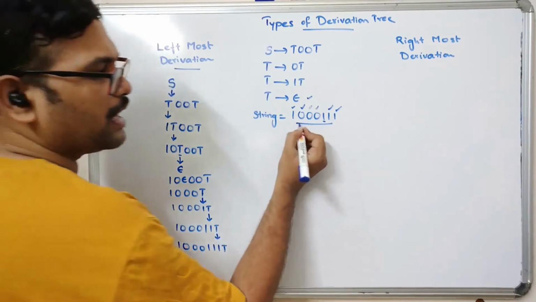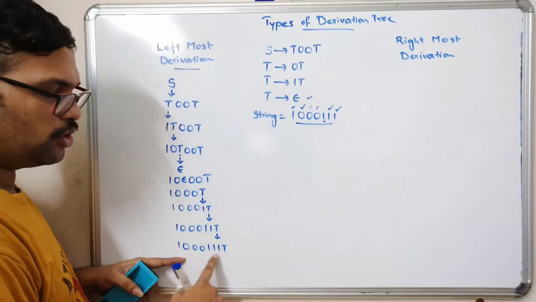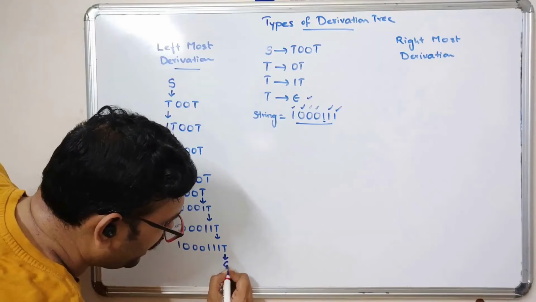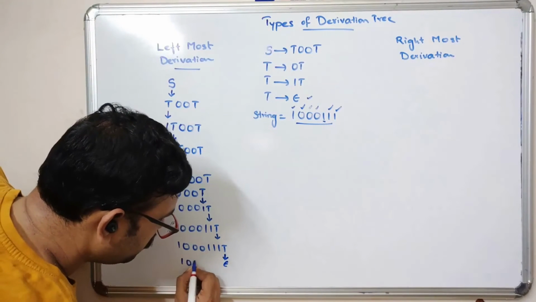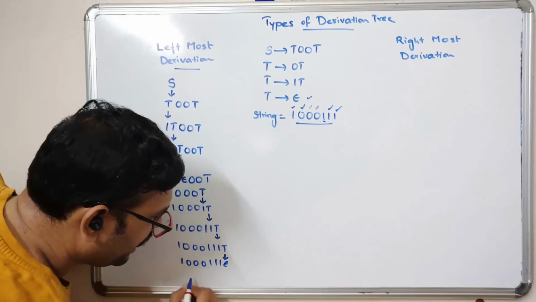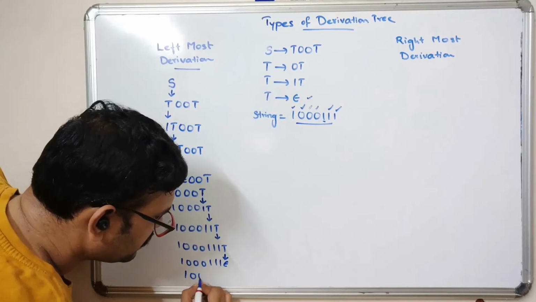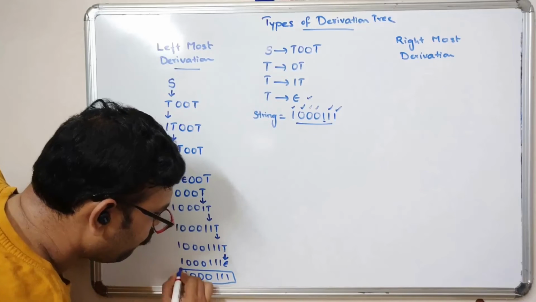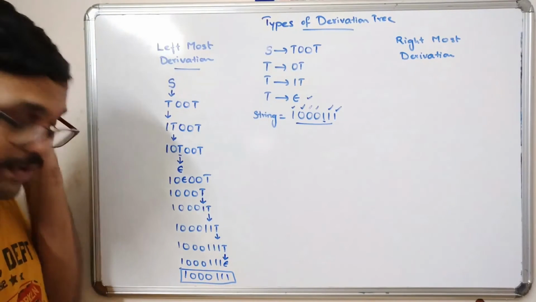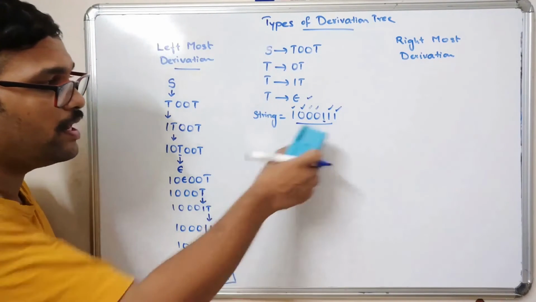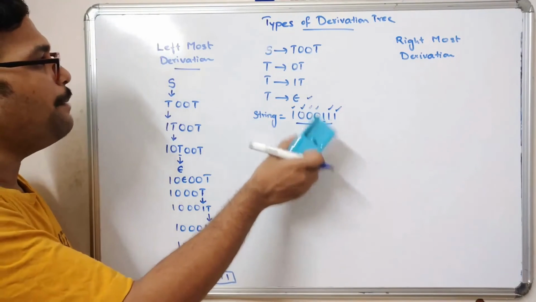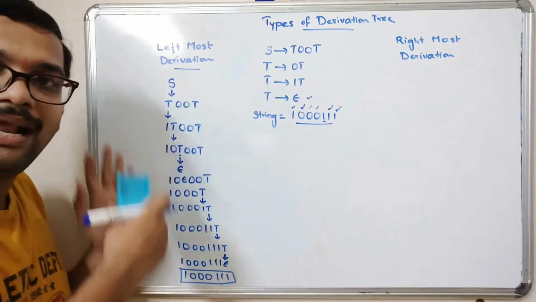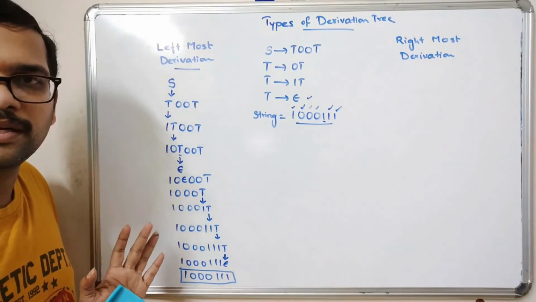Now you can observe here the complete string was achieved: 1, 0, 0, 0, 1, 1, 1. Now simply replace this T with the epsilon, so that 1, 0, 0, 0, 1, 1, 1 epsilon. So finally we will get the result 1, 0, 0, 0, 1, 1, 1. So this is the required string. So we are deriving this particular string by applying the leftmost derivation. So we are just substituting the non-terminals which are on the leftmost in the string.